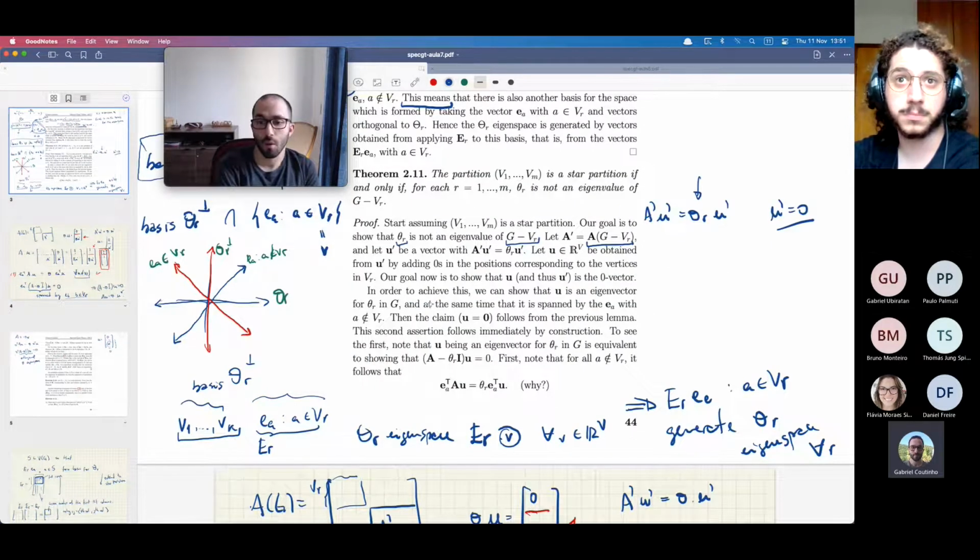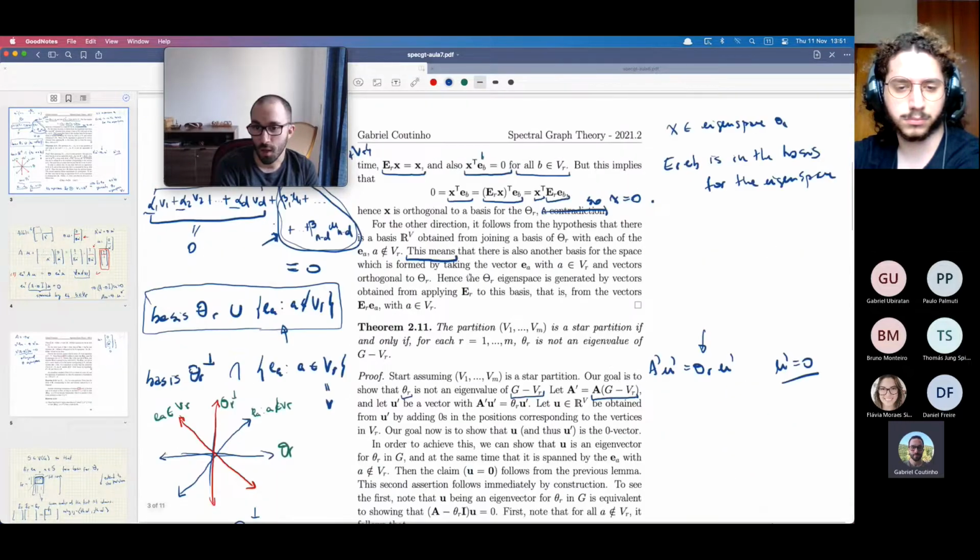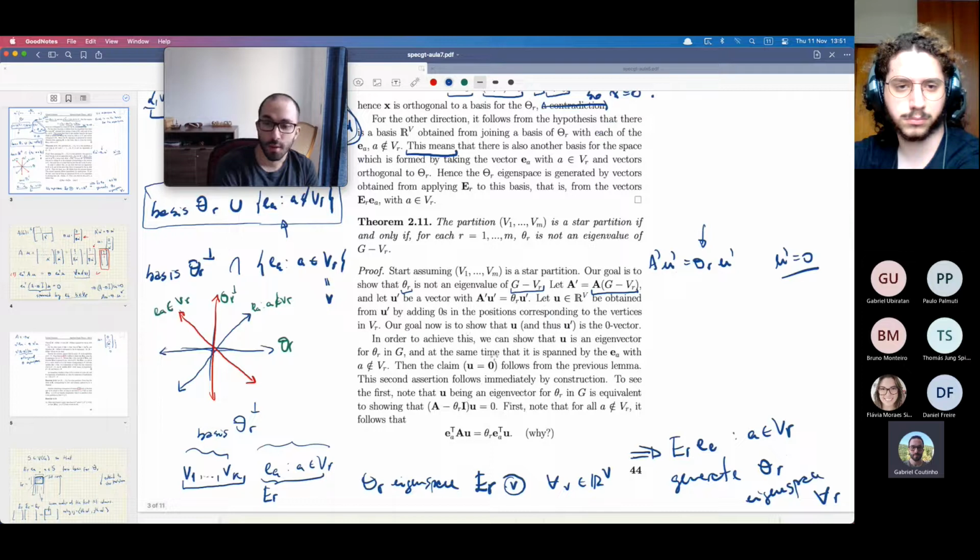All right, so this is quite the convoluted argument. It applies the lemma twice to show that there cannot be a vector satisfying this equation, unless, of course, it is the 0 vector. So this shows that if you have a star partition, then when you remove the verses of each cell, you must be killing the eigenvalue.